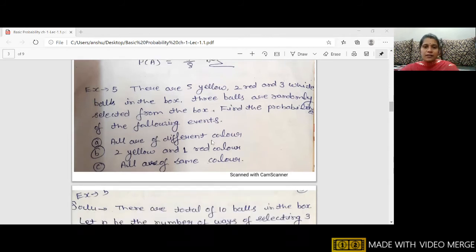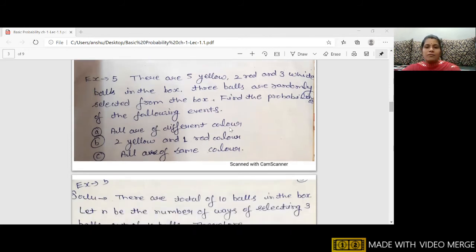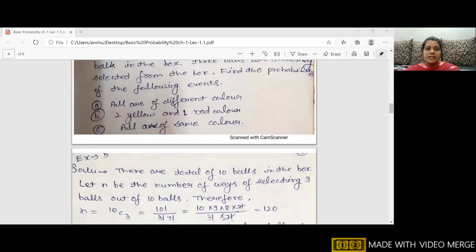So the first one is, all are of different colors. That means we have one yellow, one red, and one white ball, because 3 balls are randomly selected from the box and all are of different colors. The second one is, we find 2 yellow and 1 red ball. And the third one is, all are of the same color. Got it? So what is the solution?